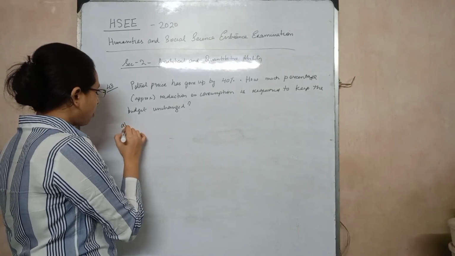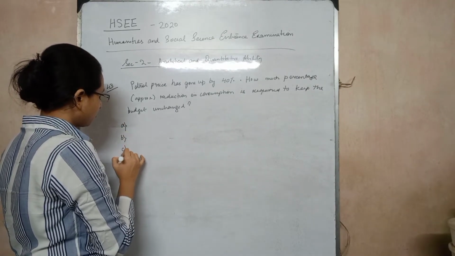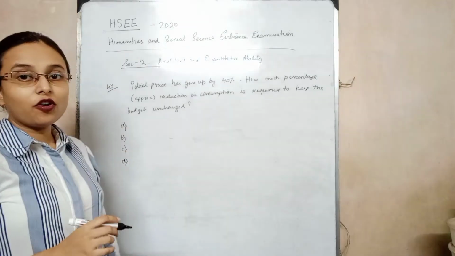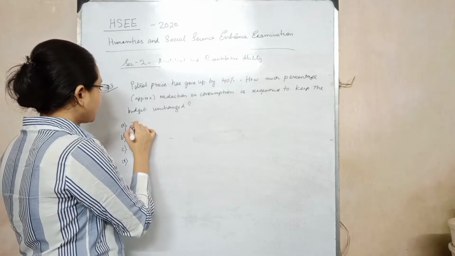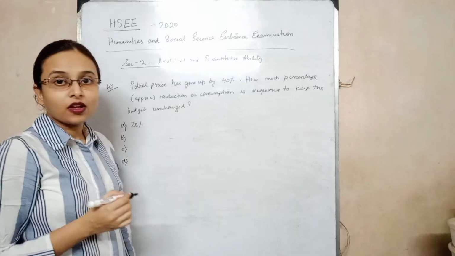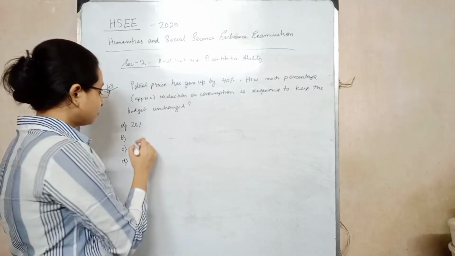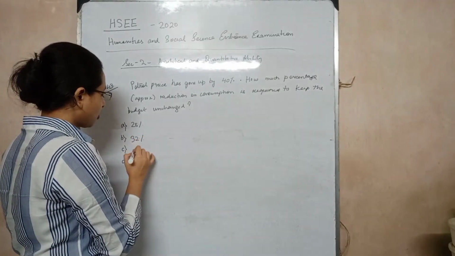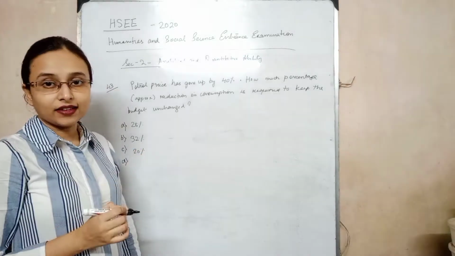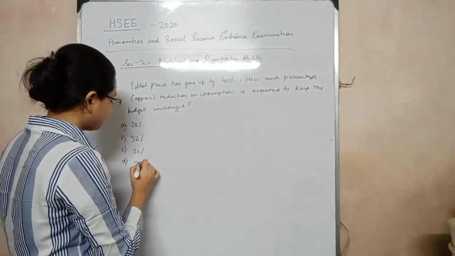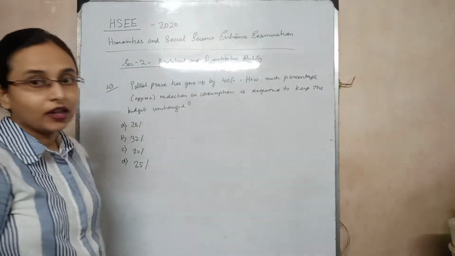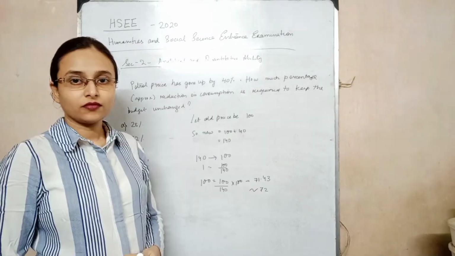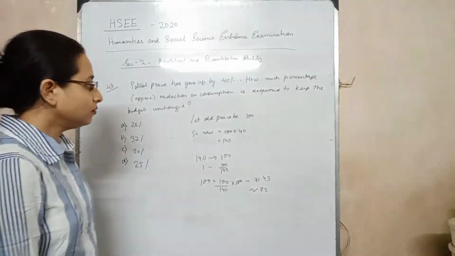Now coming to the options. The 4 options you have are 28%, 32%, 20%, and the last is 25%. Okay, now we will solve this. See what I have written down.